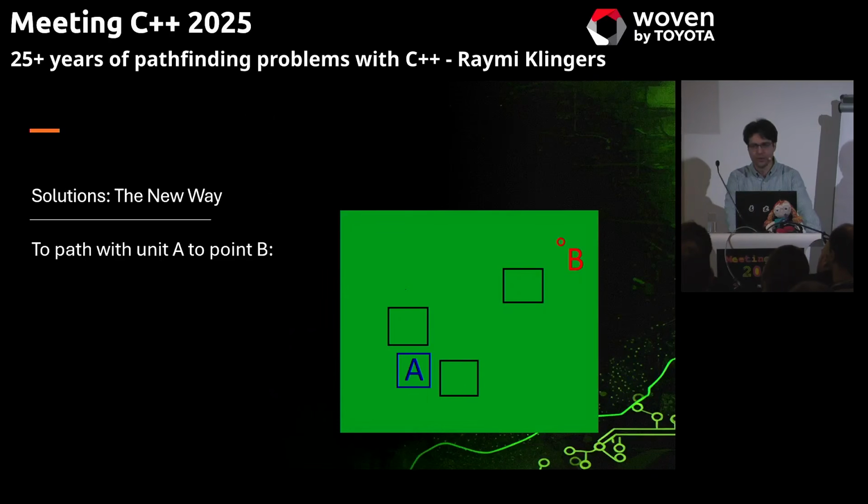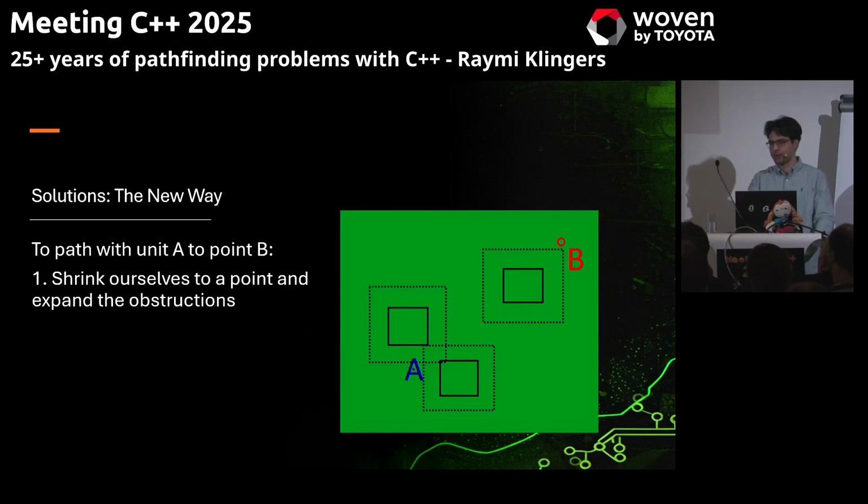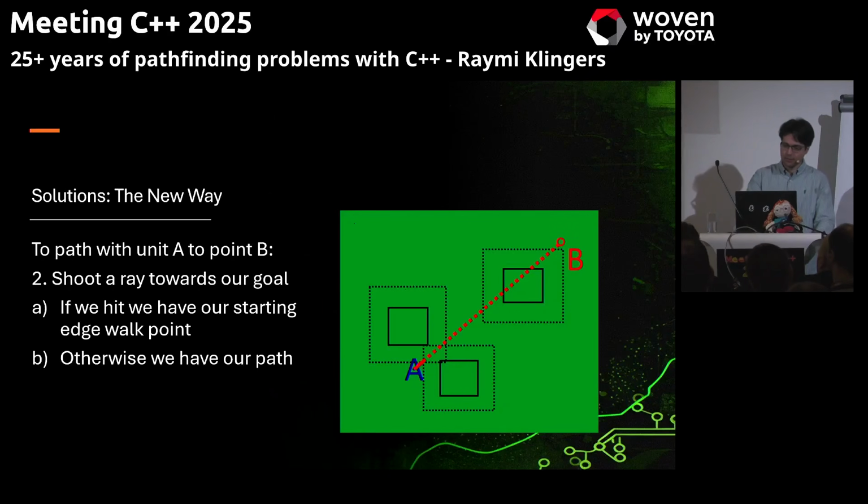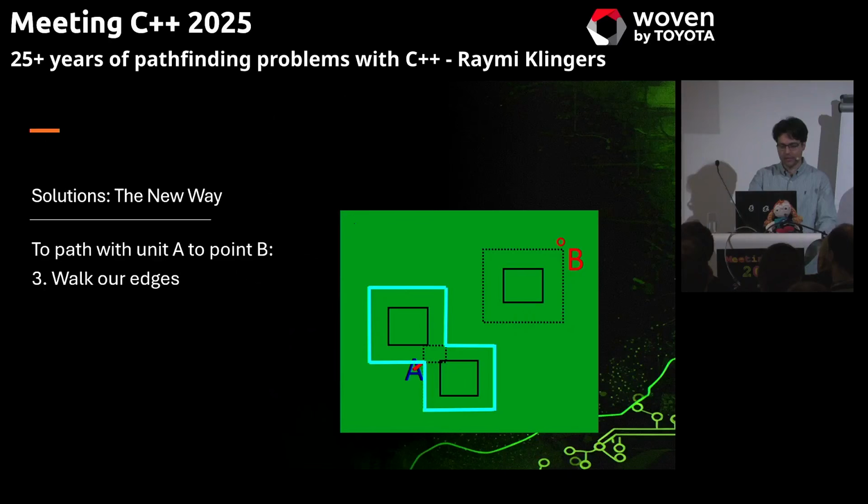Now, in the new way, how do we path from A to B? It's similar, but we don't have convex holes anymore, so how do we do it? First step is still the same. We reduce ourselves to a point and we expand all the other obstructions. Then we actually shoot a ray towards our goal. If we hit anything, we have found a starting edge point. If we hit nothing, well, then we can reach our goal. Now, in this case, we hit something and we find our start point and we start walking our edge.